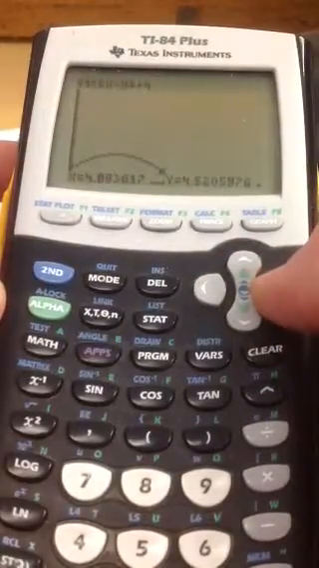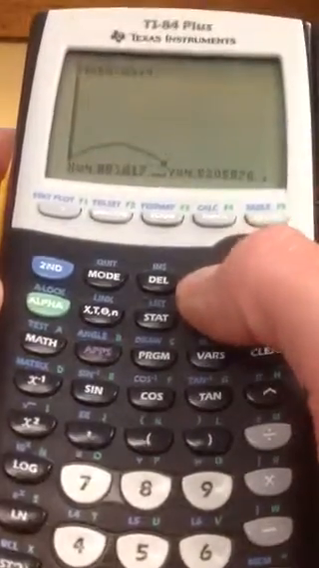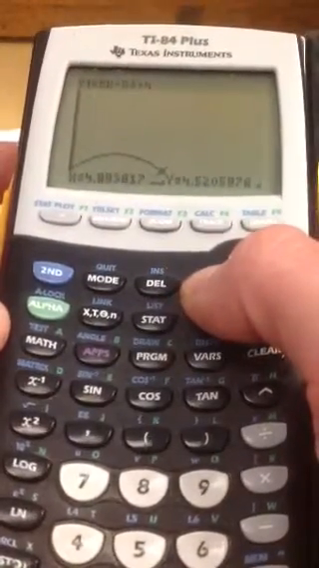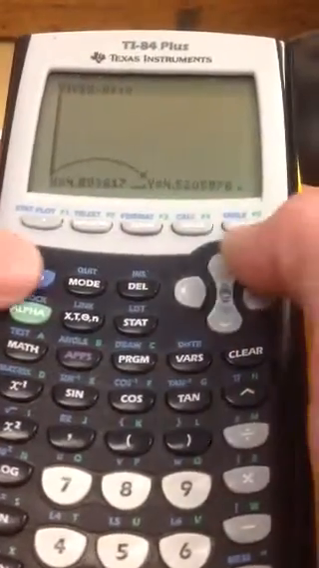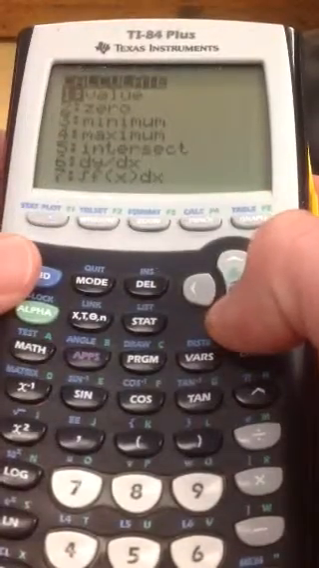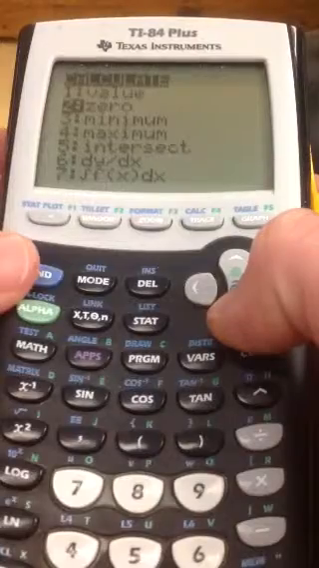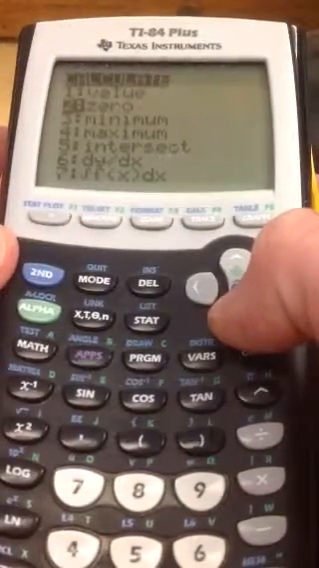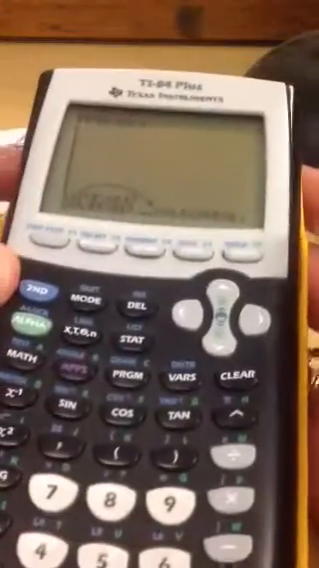All right, so you're going to see the cursor and a whole bunch of numbers. Hopefully in your mind's eye you can follow along. For the first entry, we're going to need to hit second and trace again. That's going to give us a big long list of what it can calculate. We'll go to number 2, which is the zero. We want to know what happens when y equals 0, and the machine will calculate it. So we hit enter while it's highlighted on number 2.